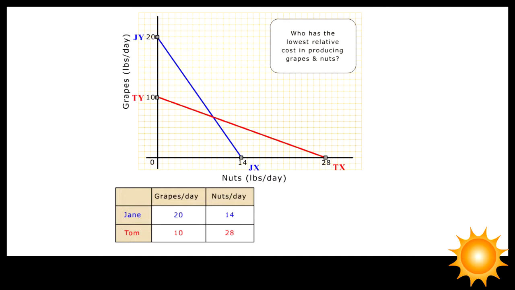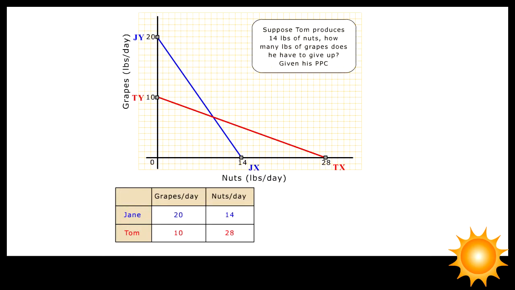First, let's compare the relative cost of producing nuts in terms of grapes foregone between Jane and Tom. Suppose Tom produces 14 pounds of nuts. How many pounds of grapes does he have to give up, given his PPC? We can answer this question easily by keeping the relative slope of Tom's PPC constant, but lowering the curve to start from 14 pounds of nuts on the horizontal axis.